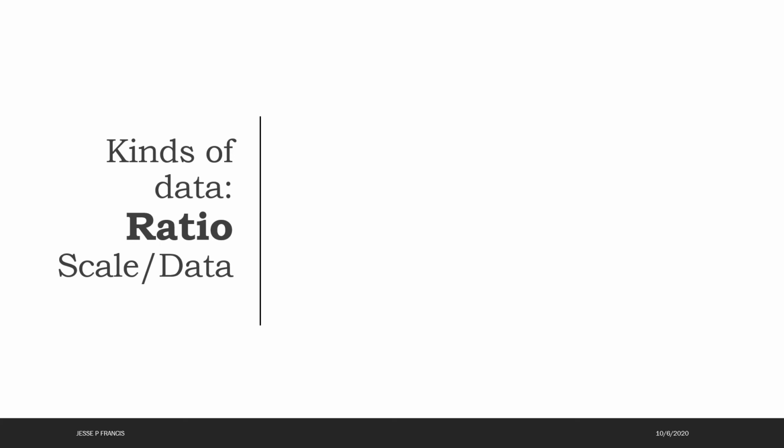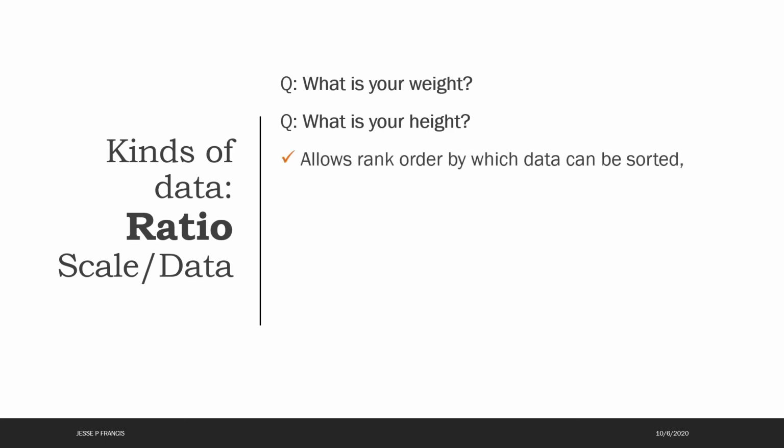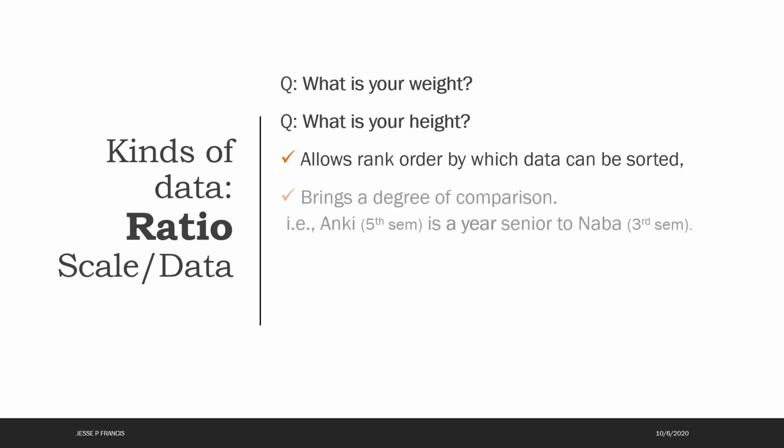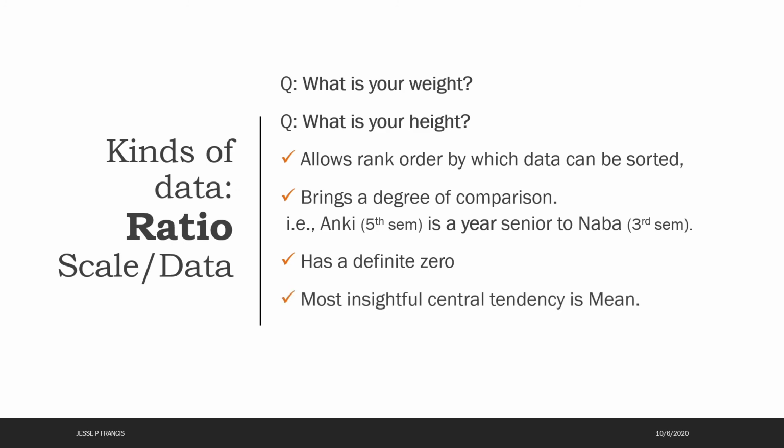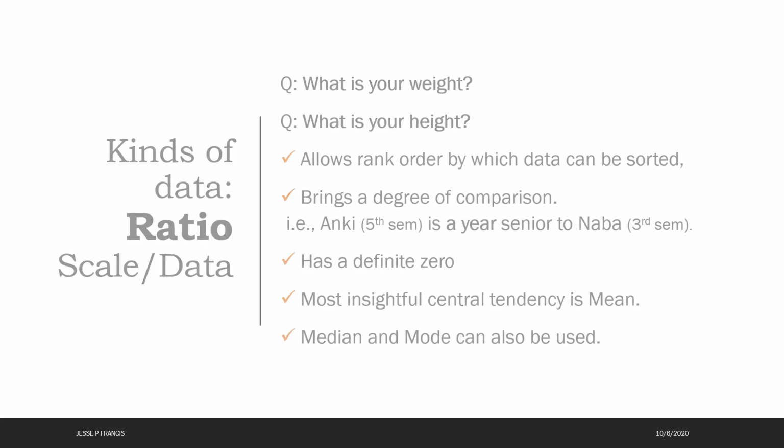Ratio scale fixes that problem. Questions like, what's your weight, what's your height, have an absolute zero. It cannot go negative. It allows a ranking just like ordinal and nominal scale, and brings a degree of comparison just like interval scale, and it has a definite zero. So the most insightful central tendency is mean, but median and mode can also be used.